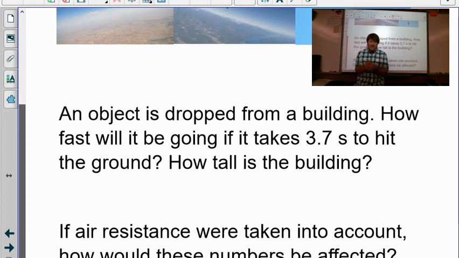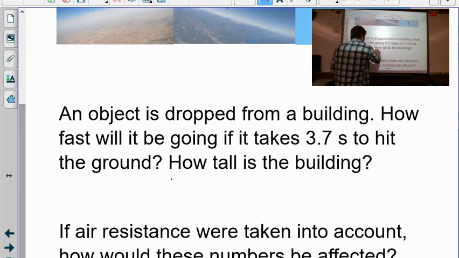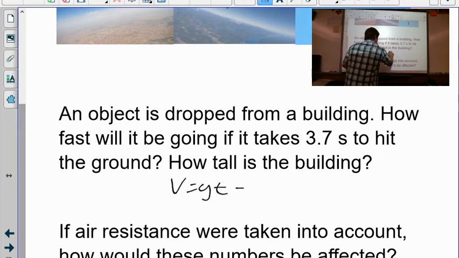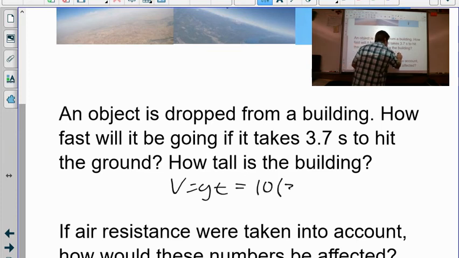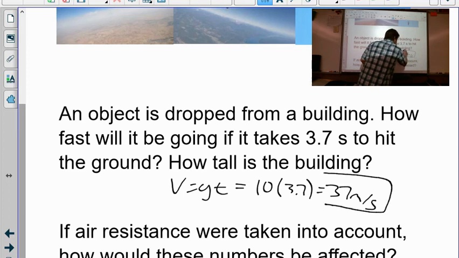So this is really easy when you're trying to do the speed. It doesn't even matter if you use decimals or anything. If something falls for 1.83 seconds under gravity, you just move the decimal over. So it would be 10 point whatever. I don't even know what number I said, but you just move the decimal. So 3.7 seconds, how fast will it be going? 37 meters per second, okay? So you just take velocity equals gt equals 10 times 3.7 equals 37 meters per second.